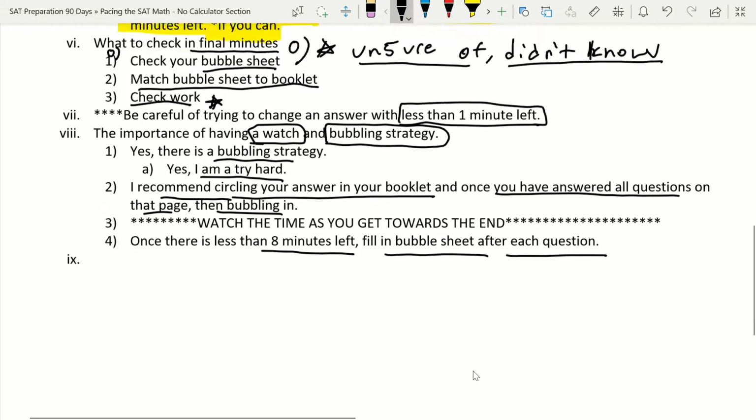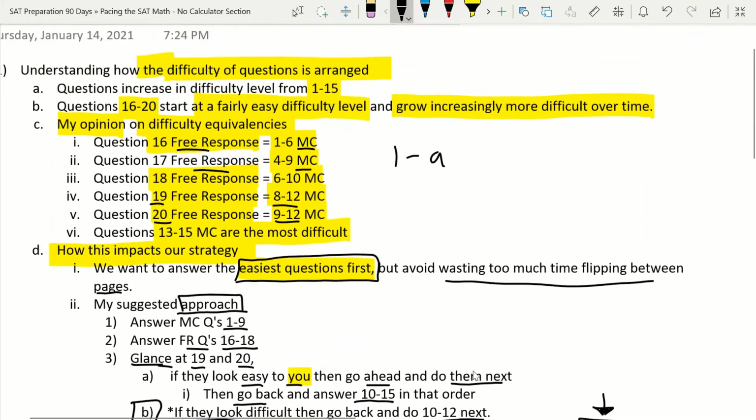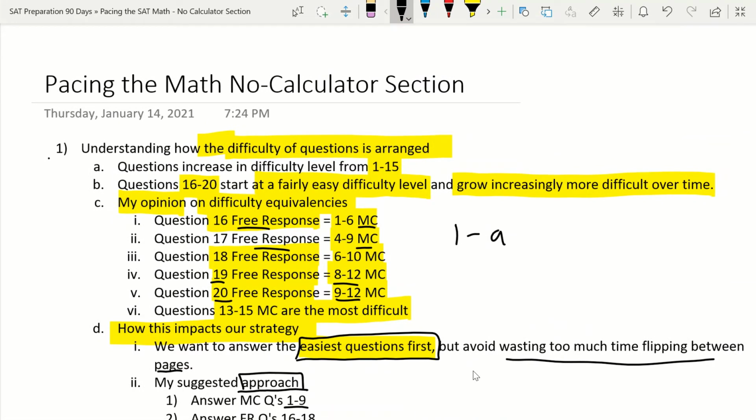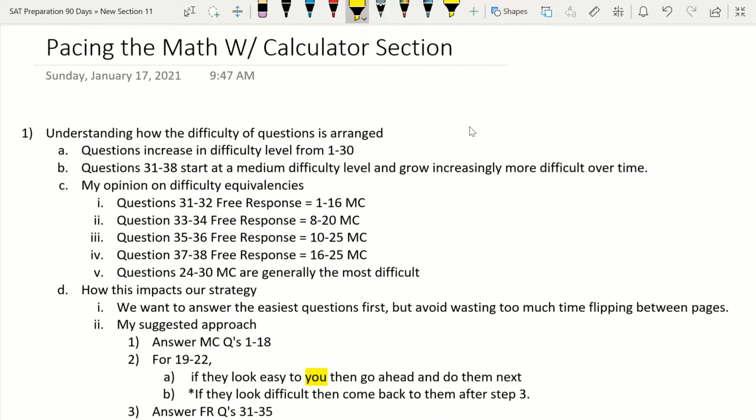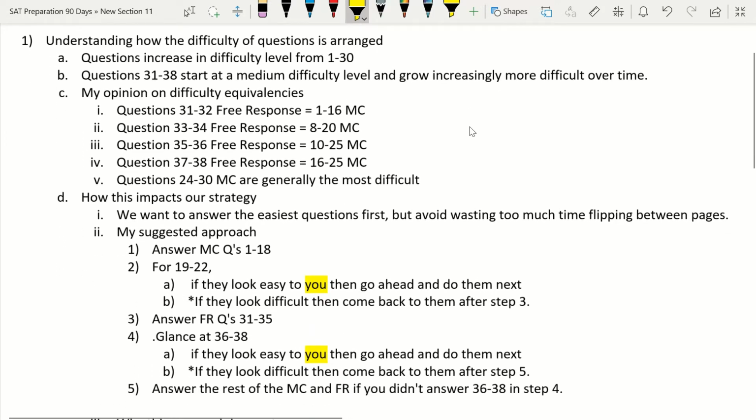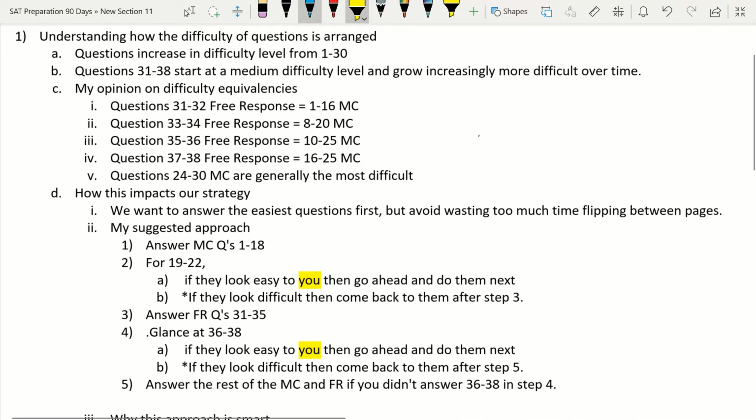All right, so with that takes care of our pacing video for the math without calculator section. Now let's go ahead and move into the math with calculator section's pacing. So pacing the math with calculator section, let's go ahead and talk about this. So let's go ahead and run through this little presentation I have here.